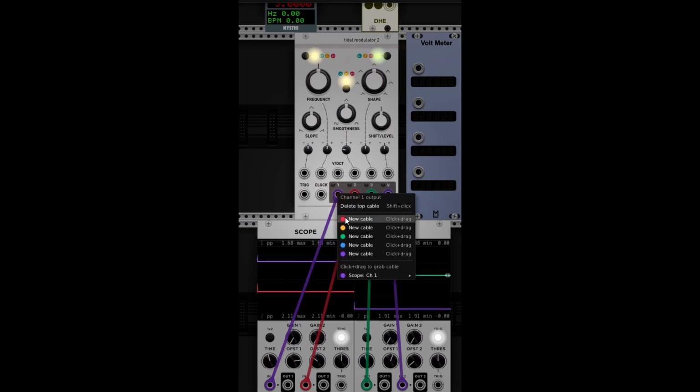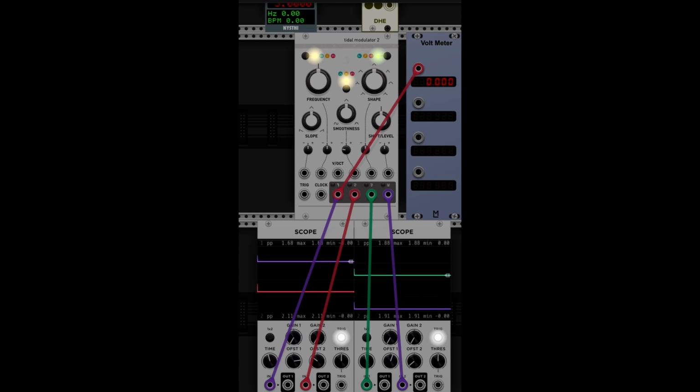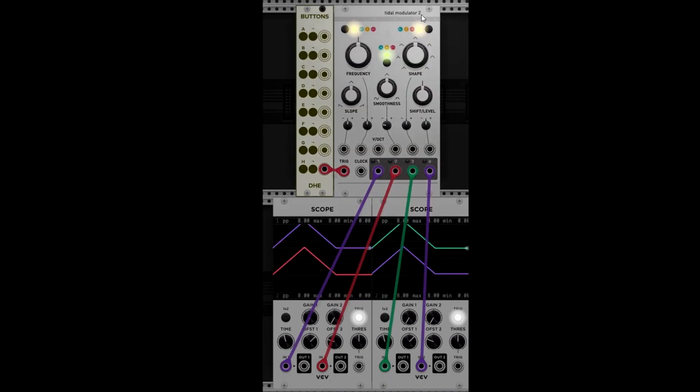Let me show this. 0 volt. When the LED in the upper right corner here is lit in yellow or orange, the shift level knob shifts the position of the envelope peaks so that the signal at each output peaks at different moments. So let me turn the shift knob and trigger. You see the peaks are at different moments, and the other way around.